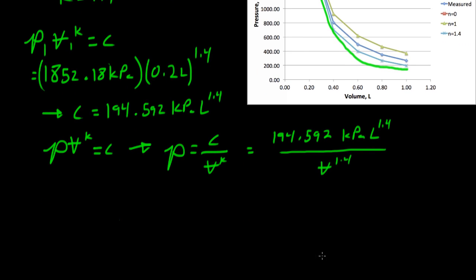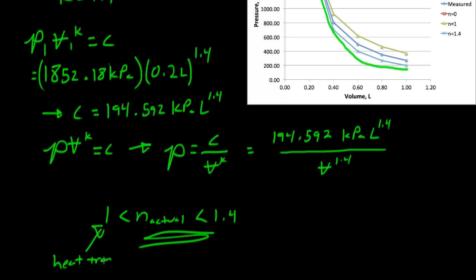Now that we have bracketed our data by slightly overestimating and underestimating values of n, we know that the true value of n is between 1 and 1.4. This means that the true process was somewhere between an isothermal and an adiabatic process. Remember that an isothermal process has just enough heat transfer to maintain a constant temperature, while an adiabatic process has no heat transfer. The true process must have some heat transfer, but not enough to maintain a constant temperature.